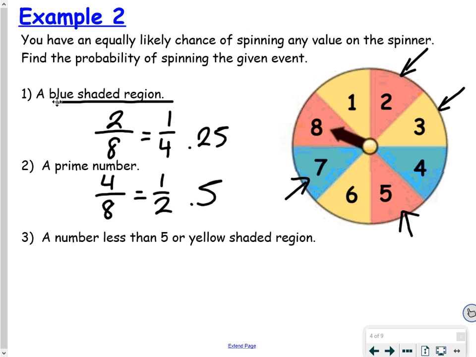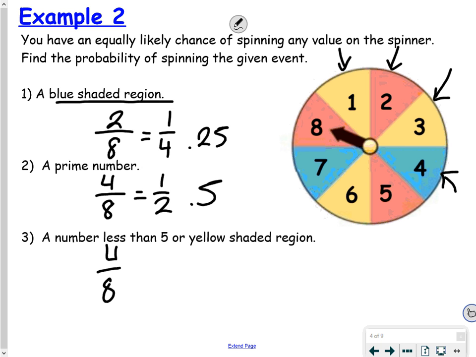And then finally, finding the probability that a number less than 5, or we land on a yellow shaded region. We have to figure out how many numbers are less than 5. So in this case, just count them up. We got 1, 2, 3, and 4. So there's 4 out of 8 events, okay, where we could get a number that's less than 5. And then, or a yellow shaded region. We have 1, 2, 3 yellow shaded regions.